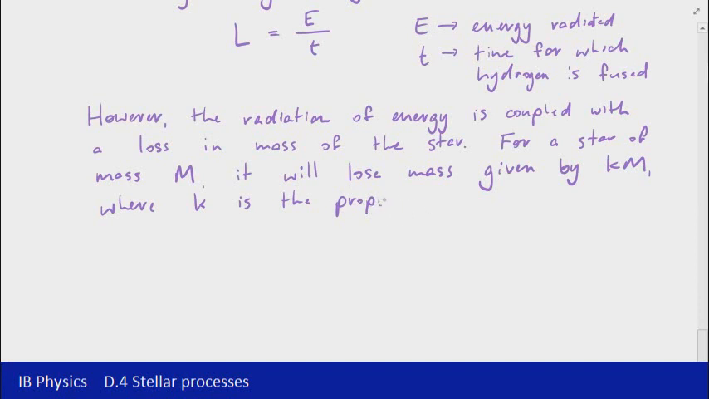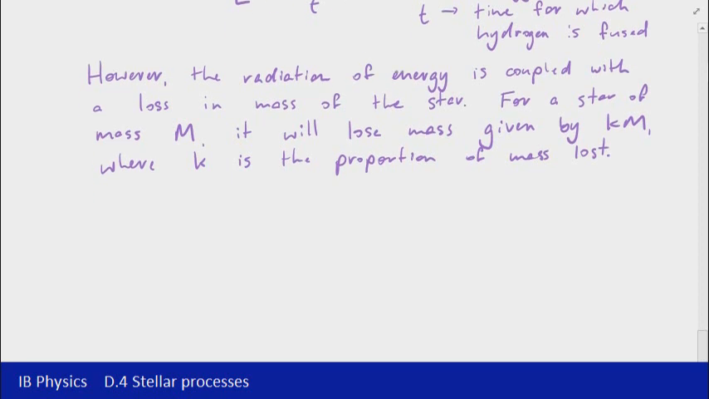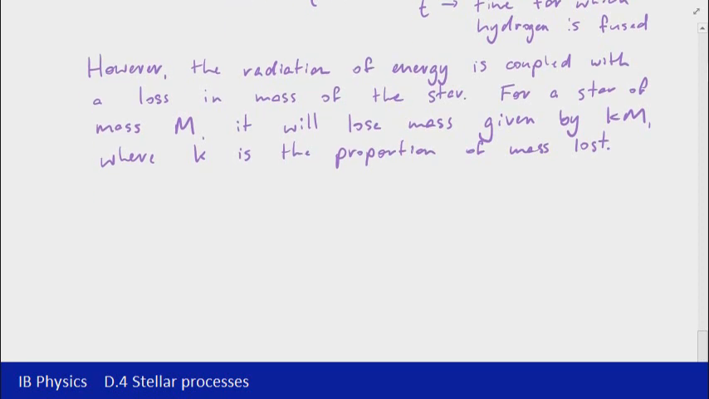Proportion of mass lost. So let's say, for argument's sake, that only 0.5% of the star was being radiated as energy. Then 0.005 would be the value of k. So it's just the proportion. So that value of kM is actually going to be quite small. But that is going to correspond to a certain amount of energy.